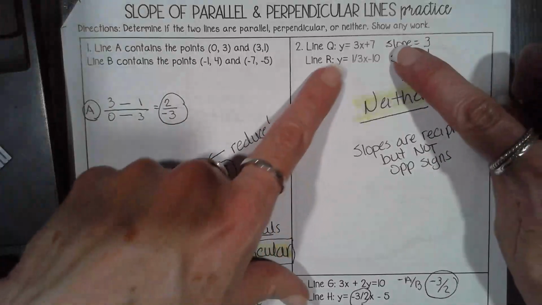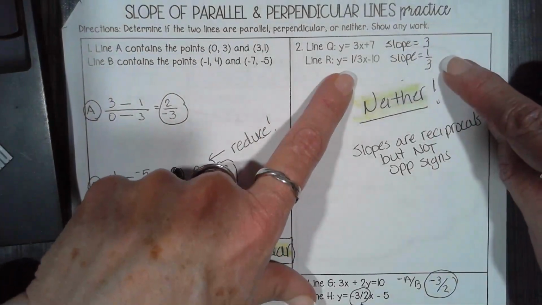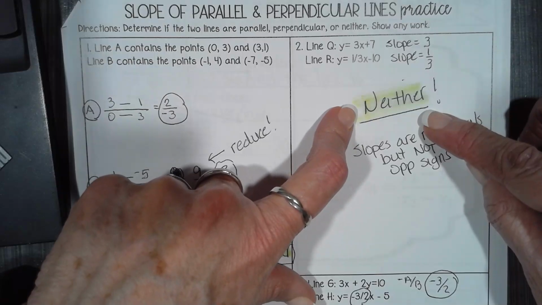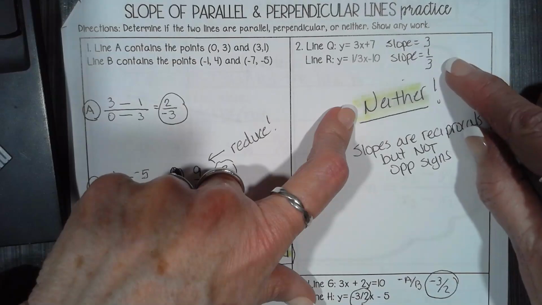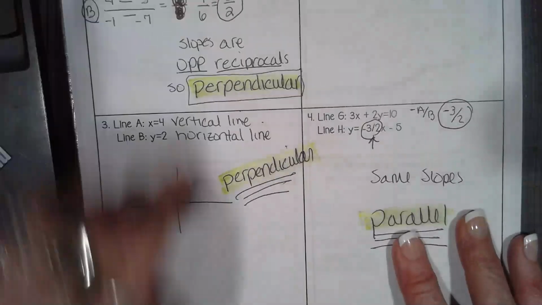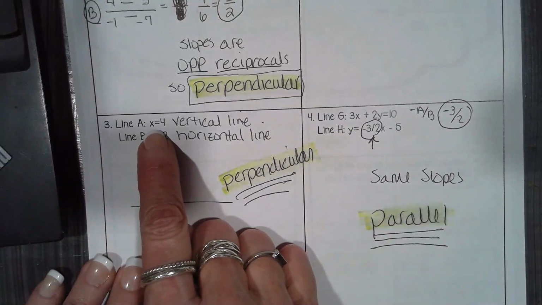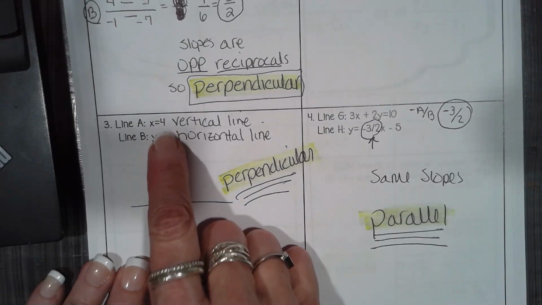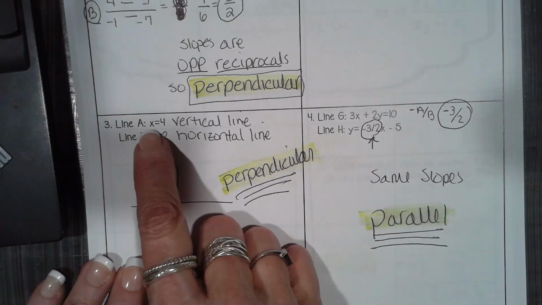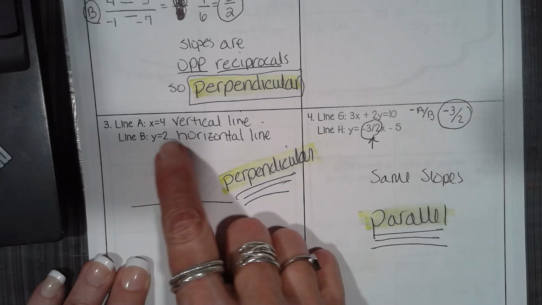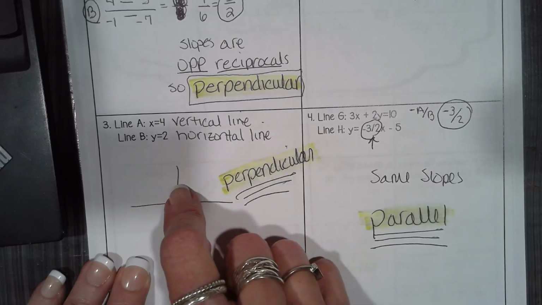Here, your slope is 3 and your slope is 1/3. These lines are neither parallel nor perpendicular. They are reciprocals, but the signs are not opposite. Here, special lines. This is a vertical line. This is a horizontal line. It doesn't matter what this number is, y'all. If it's just X in the equation, that's a vertical line. And if it's just Y in the equation, that's a horizontal line.